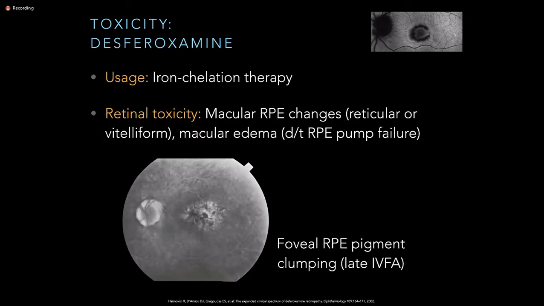Desferoxamine is a drug we'll probably encounter perhaps a bit more often. It's an iron chelator. It can cause two things. It can cause macular RPE changes, which can be either a reticular or more of a vitelliform appearance. And it can also cause macular edema, which is typically due to RPE pump failure. At the bottom you see a photograph which shows a patient that has foveal RPE pigment clumping due to desferoxamine use.